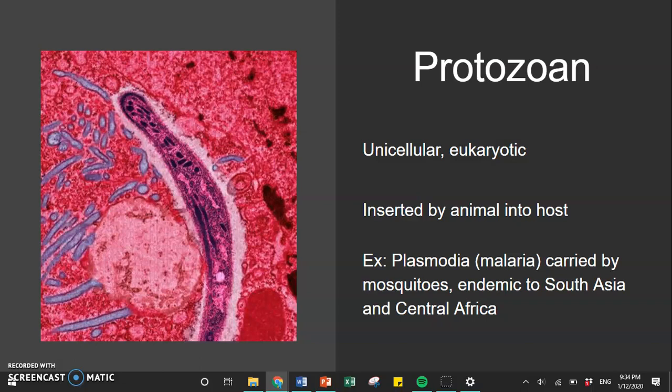You contract this disease. We're going to talk about this more next week, but malaria is endemic to South Asia and Central Africa, so it's there all the time. And so those are really difficult diseases to wipe out because you're talking about an entire other species that is affected, in this case mosquitoes, by this protozoan.